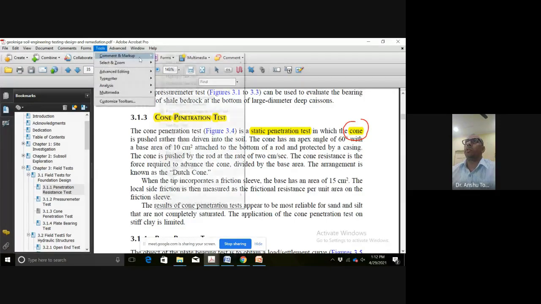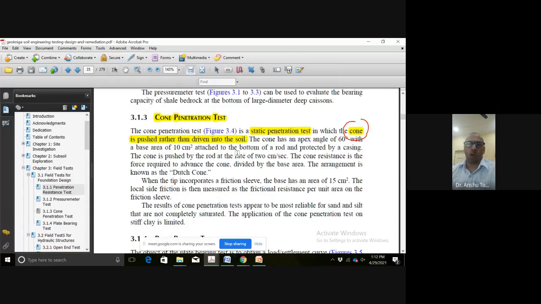So the cone is pushed rather than driven into the soil. What we were doing with the split spoon sampler was driving it inside the soil by hammering it from above. Whereas in the cone penetration test, we are compressing that particular cone into the soil. We are not giving impact to the instrument; we are giving a kind of pressure to the instrument. The cone has an apex angle of 60 degrees.